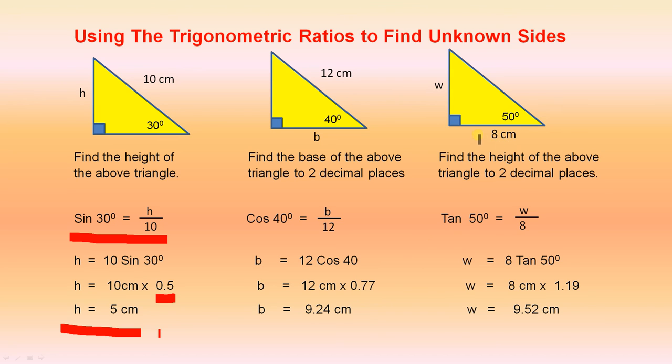And finally, if we want to find the height of the triangle again, which is w, but this time we're given the angle and the adjacent side. We're not given the hypotenuse this side. So this is where we use tan, because tan is opposite over adjacent. So tan 50 is w over 8. Multiply both sides by 8, which gives you w equals 8 tan 50. W equals 8 by 1.19. Of course, we're just going to two decimal places, and W equals 9.52 centimetres.